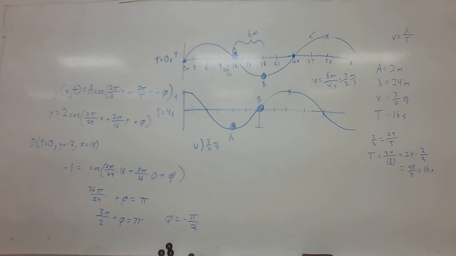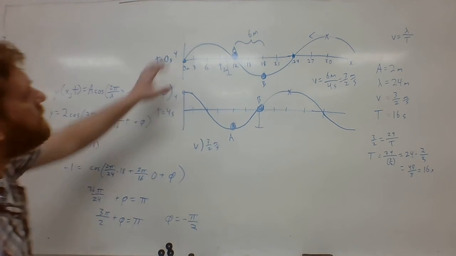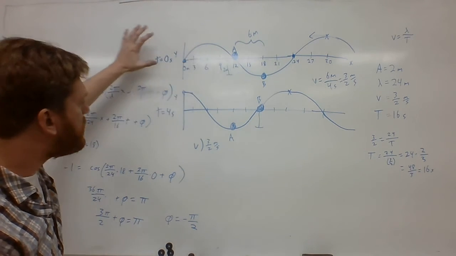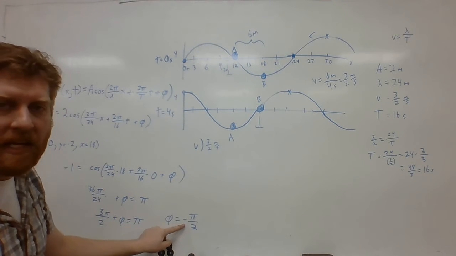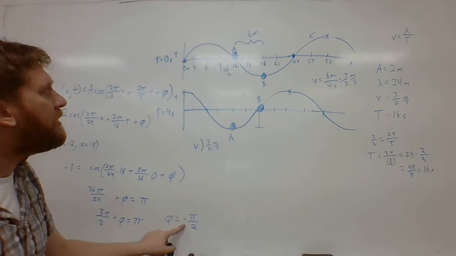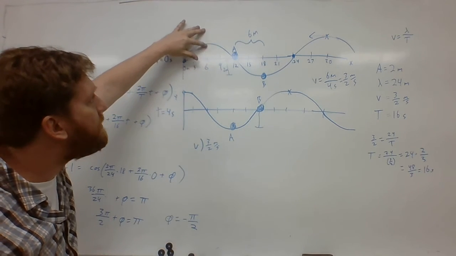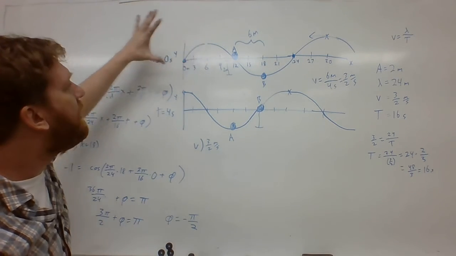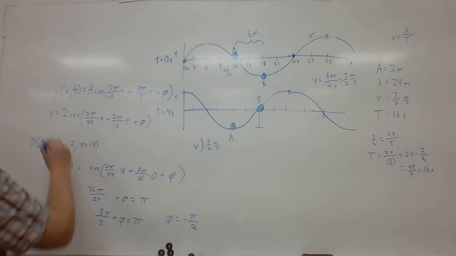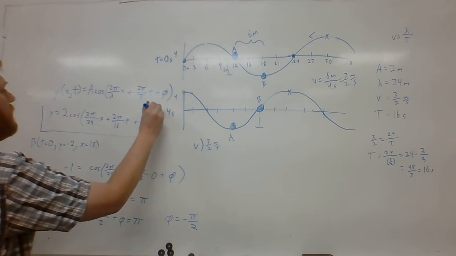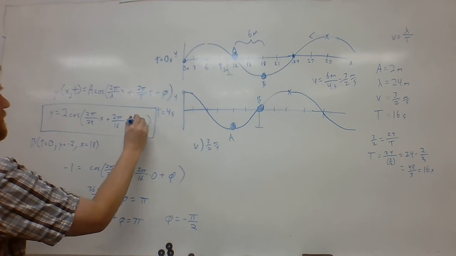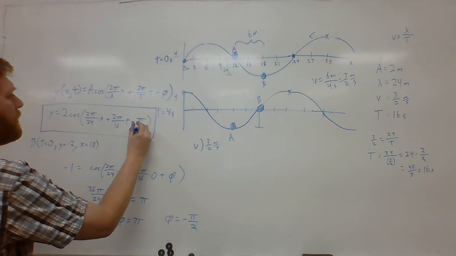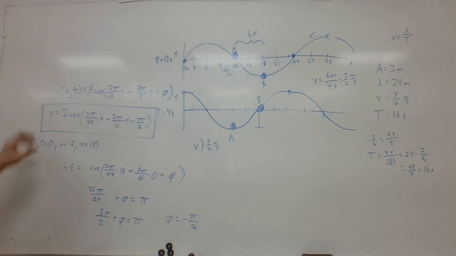This makes sense to me, and the reason it makes sense to me is this looks like a cosine graph that's been shifted to the right by pi over 2. And when we have a phase constant of -pi over 2, we're taking our cosine graph, which typically starts at a maximum, and we're shifting it by pi over 2. And so our final equation to describe this graph is this. Minus pi over 2 is what our phase constant is. We solved for it.